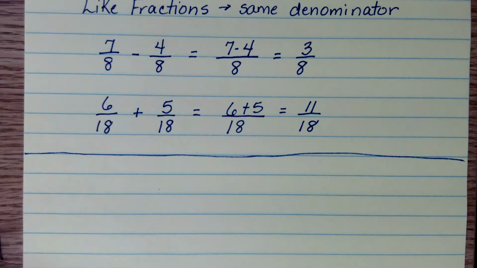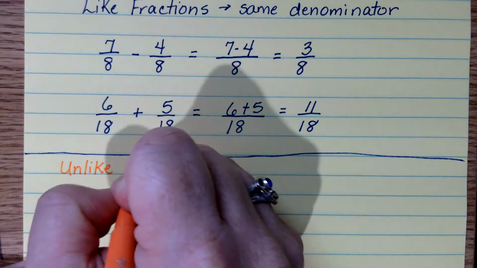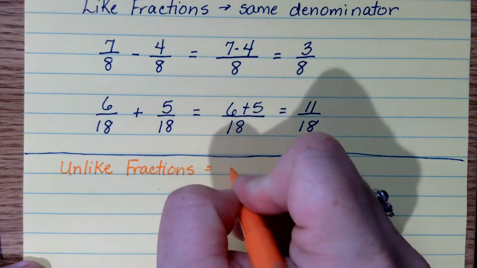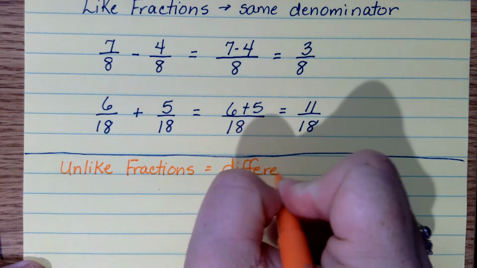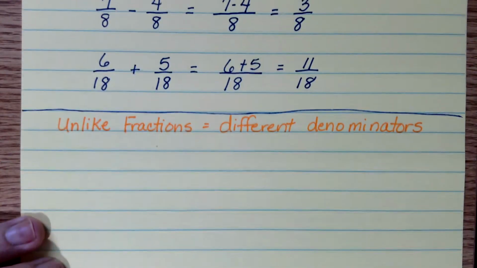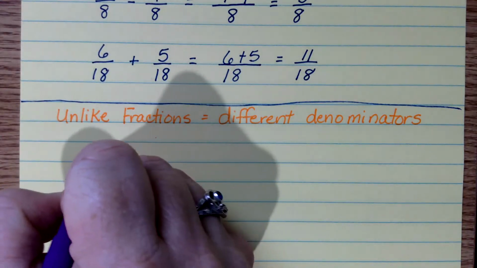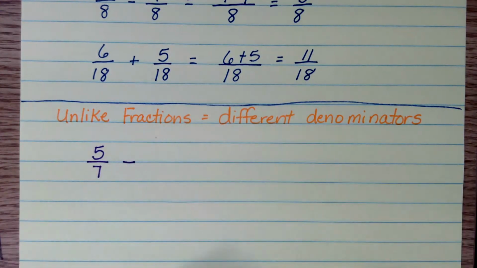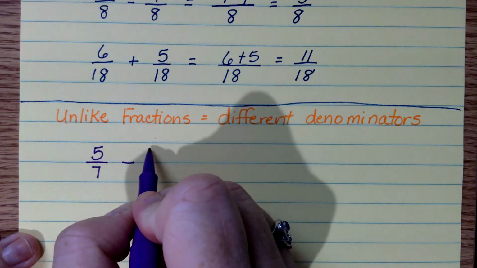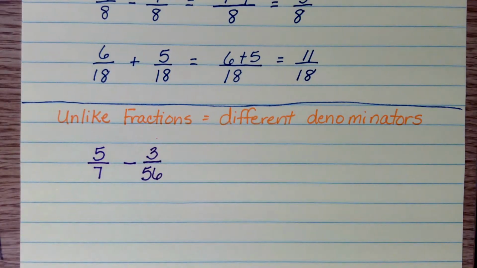Now, we can look at adding and subtracting fractions with unlike denominators. So unlike fractions have different denominators. So when we come across a fraction like 5/7 minus, let's do 3/56, this is where we have to find the least common denominator between the two numbers. The way that we do that is we start by listing the multiples.